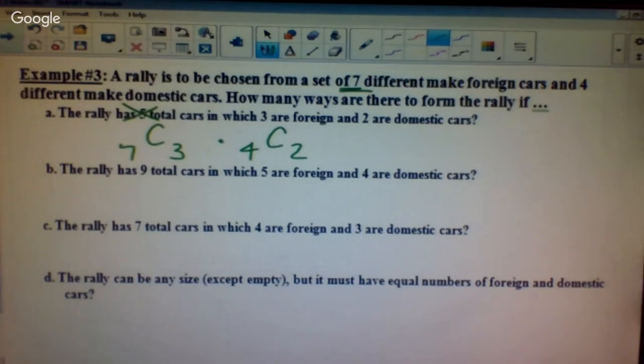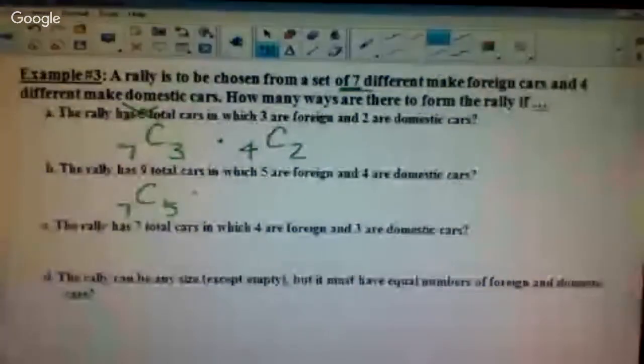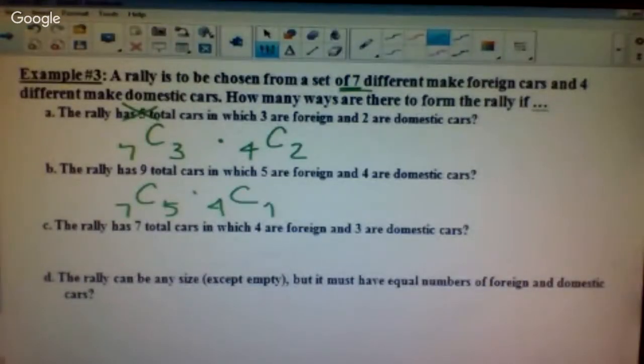The rally has 9 total cars, in which 5 are foreign and 4 are domestic. So, how do I write I need 5 foreign? 7C5. And I need 4 domestic. 4C4. Okay, I can only pick cars from the slots that they belong to. I can't pick foreign cars out of domestic cars. So that's why the 7 goes with the 5 and the 4 goes with the 4.